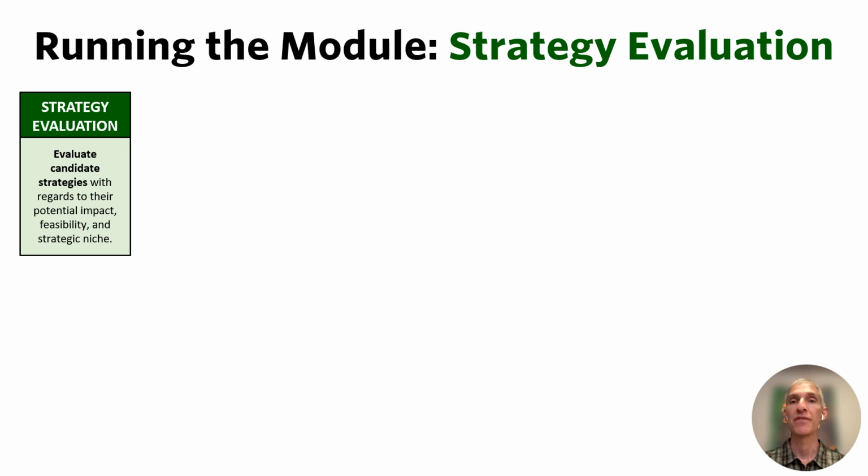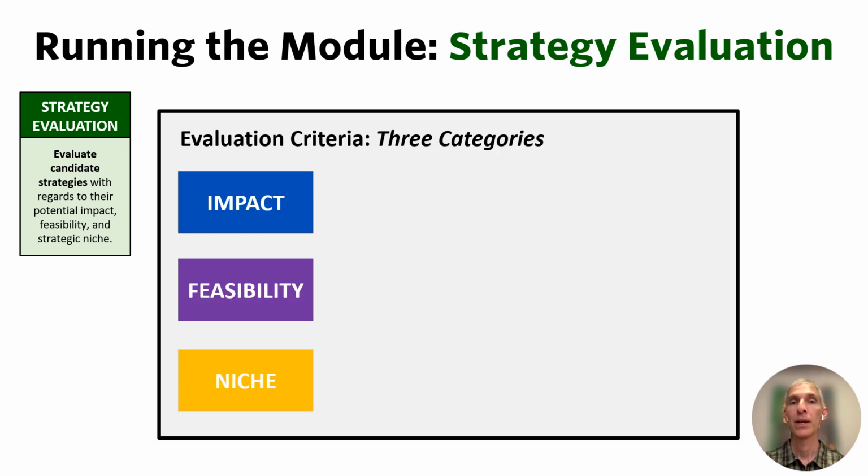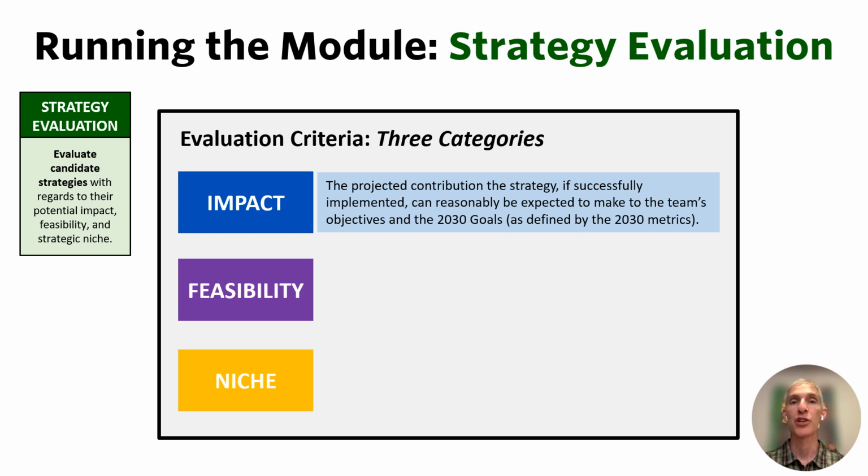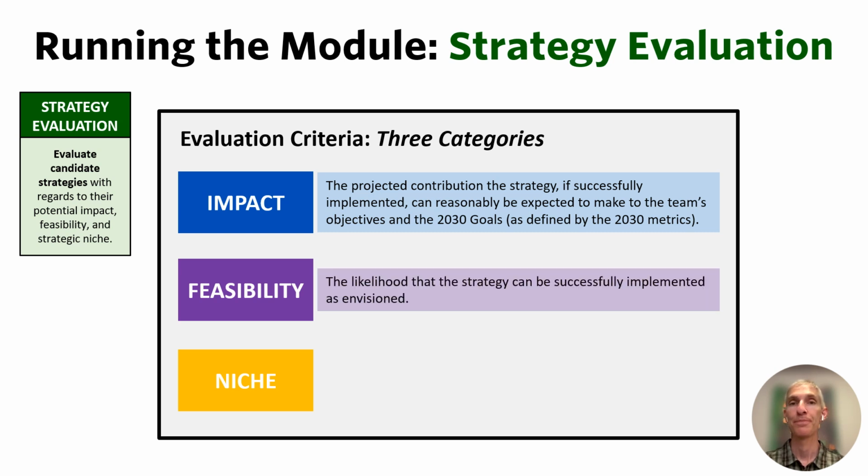Next process is strategy evaluation, which involves conducting a structured, predictive evaluation of a set of candidate strategies to assess their relative strengths and limitations. By analyzing each candidate strategy, based on a set of consistent evaluation criteria, the team gets an apples-to-apples comparison of one strategy to another. This process is oriented around a set of evaluation criteria built around three major categories: impact, feasibility, and niche. Impact refers to the predicted contribution that the strategy, if successfully implemented, can be reasonably expected to make to the team's objectives and the 2030 goals.